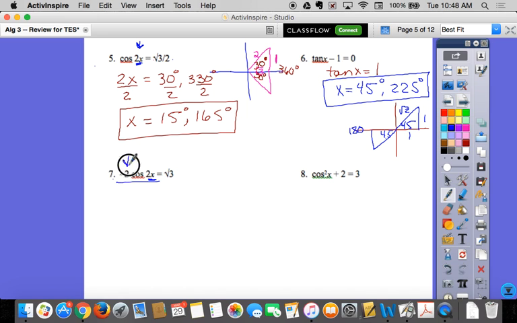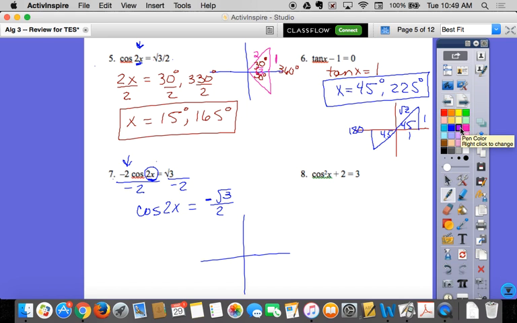Alright, number 7. You see this front 2, the negative 2, that you can divide out. You can't touch this 2x right here. He's trapped by the cosine. So cosine 2x is equal to negative square root of 3 over 2. Alright, very similar to what we had before. What's different is that this says negative.